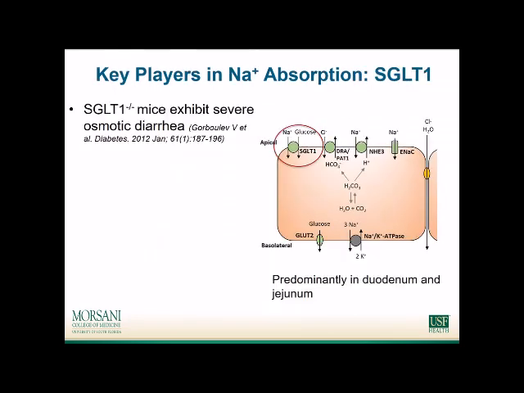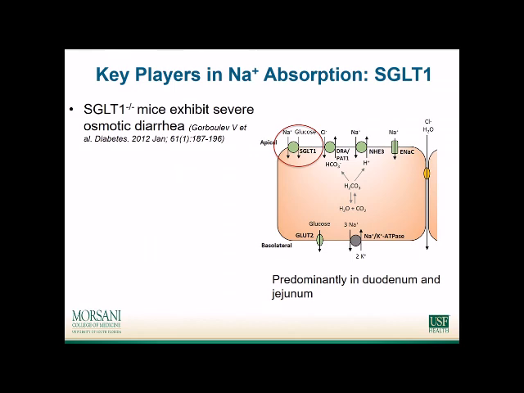Okay, so let's whet your appetite a little bit and talk about some of the things we're starting to understand more about these individual transporters. The first one that we can talk about is one of the sodium nutrient transporters, the sodium glucose transporter, SGLT1. This is the way that we bring glucose into the cell, and it is sodium dependent, and then the glucose can go out through GLUT2 on the basolateral membrane. The sodium gets extruded through the sodium-potassium pump.